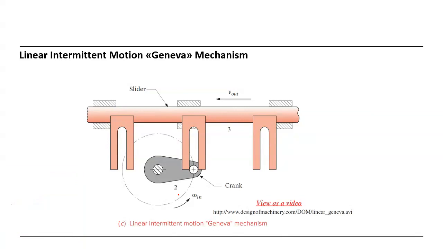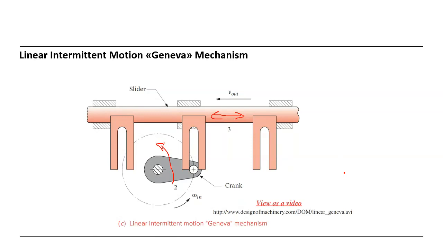So you see this is the crank here rotating, let's say counterclockwise, like this. Since it is rotating, this part here undergoes rotary motion and linear motion. If it turns in that direction, then it goes back with this and forwards in this, and so on. We have here linear intermittent motion, comparable with Genève mechanisms.